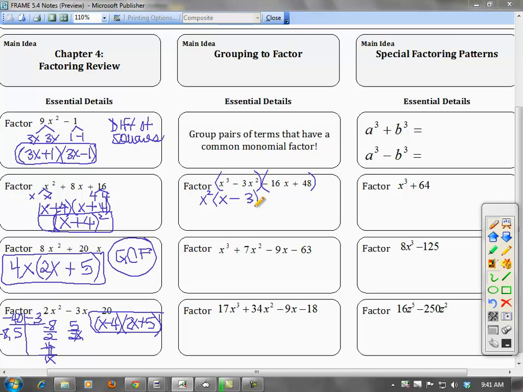I don't know why that won't curve. There we go. Now, on the second one, I've got to look at the same thing. What do they have in common? My hint to you is we're going to try and use this negative 16. Can you divide 48 by negative 16?